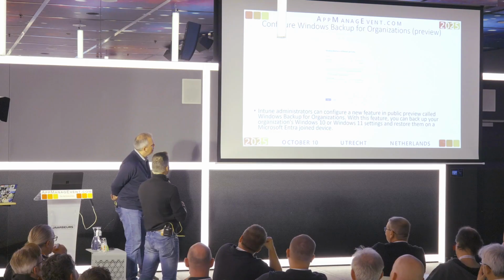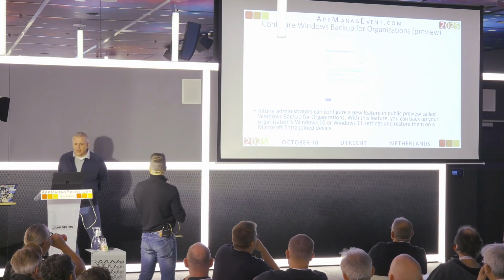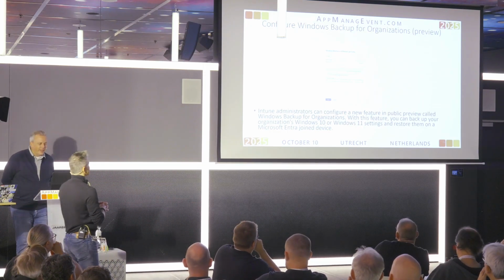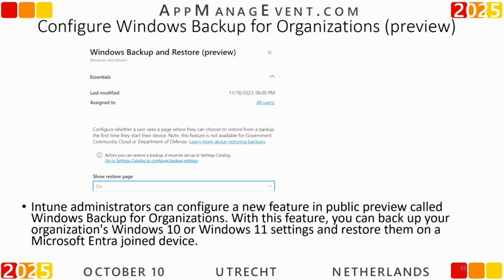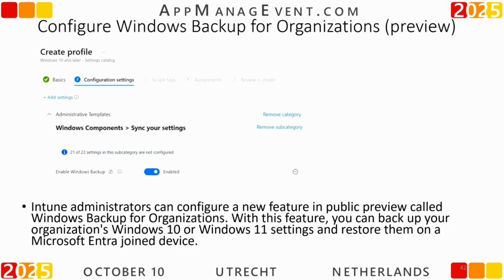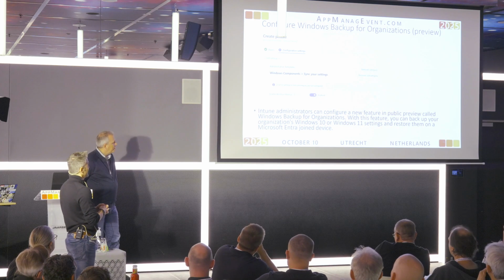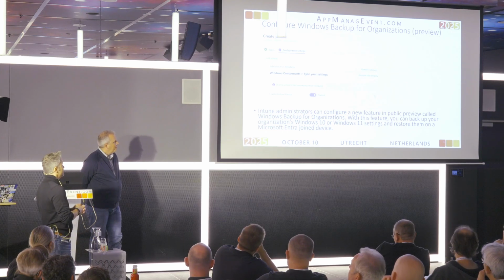And I think the next slide, Peter, if you can go forward. Yeah, so you need to enable this on tenant level. So the Windows Backup and Restore feature, you need to enable this, and you need to create a settings catalog policy where you enable the Windows Backup also on the device. So it's two configurations, one on tenant level, and then the next on the device itself.